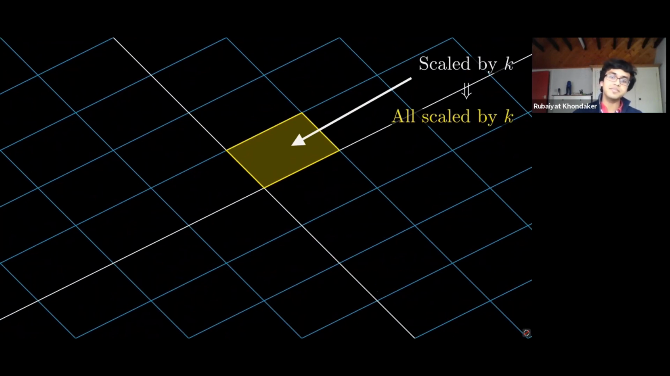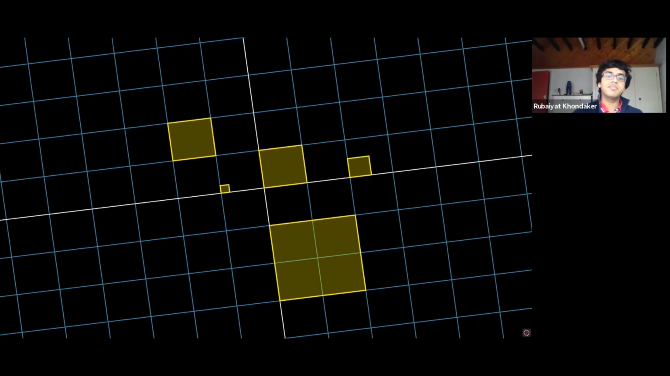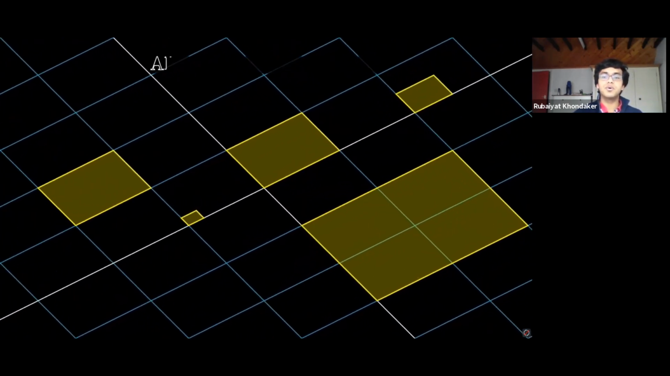And let's see why. Well, if I add in a bunch more grid squares, then because grid lines remain parallel and evenly spaced, all of these are similar parallelograms, right? So all of their areas would get scaled by the same factor, k.